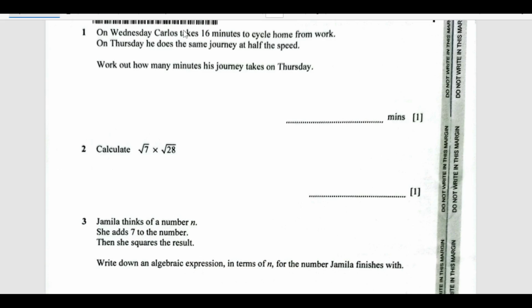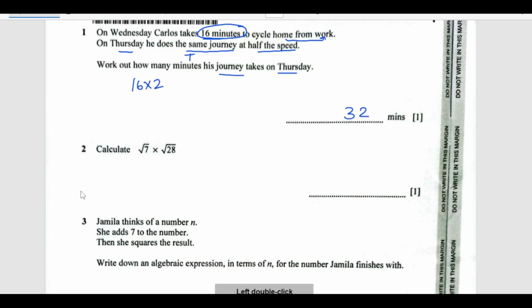So let's have a look at the first question. On Wednesday, Carlos takes 16 minutes to cycle from home to work, right? On Thursday, he does the same journey at half speed. Work out how many minutes his journey takes. So we are looking for time. The previous time on Wednesday was 16, but now his speed is half. If the speed is half, the time is going to be doubled. So 16 times 2 is 32 minutes, right?